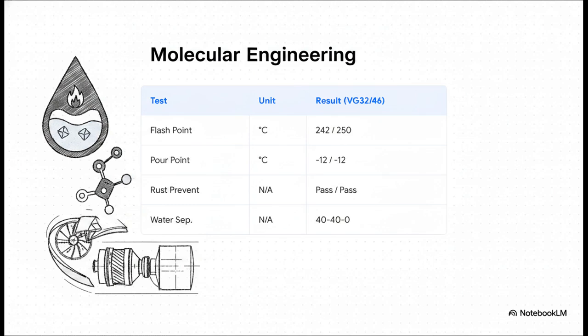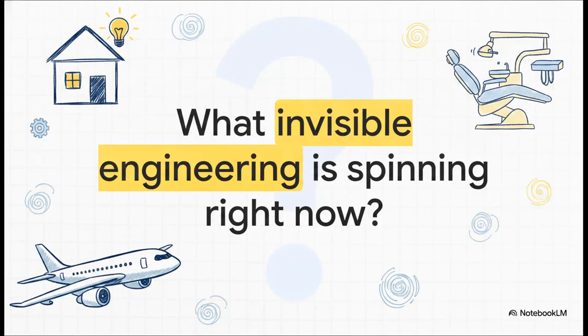Designing the molecular structure of the oil is just as vital as simulating the aerodynamic curve of the turbine blade. Both the macro and the micro are entirely required to keep civilization running. Which leads us to our final thought for today's explainer. The next time you flip a light switch in your home, or board a commercial flight, or even sit in the dentist chair, ask yourself, what invisible engineering is spinning right now to make this possible?